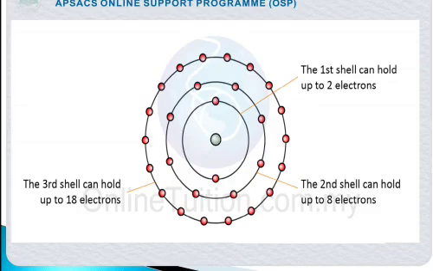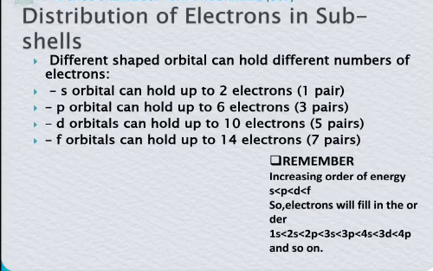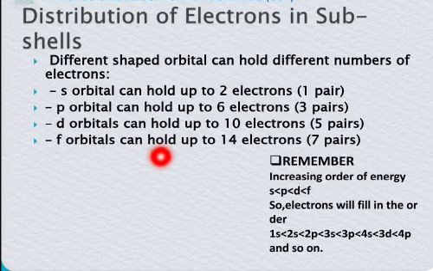Now here you are just going to recall that the first shell can hold up to 2 electrons, the second shell can hold up to 8 electrons, and the third shell can hold up to 18 electrons. If you are going to distribute electrons in subshells, you should remember that the s orbital has smaller energy and is the smaller orbit, so it can hold only 2 electrons. Then the p orbital can hold up to 6 electrons, the d orbital can hold up to 10 electrons, and the f orbital can hold up to 14 electrons. Again, depending on their size, they have different capacities for electrons.